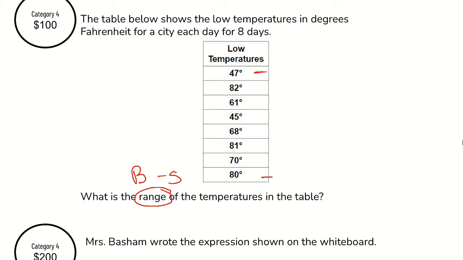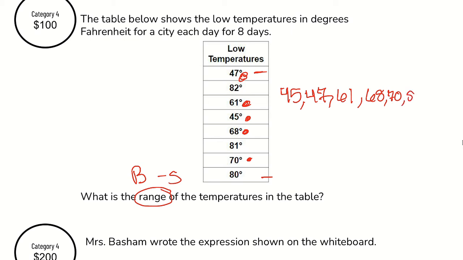It's always a good habit just to go ahead and put them in order. So yes, I see that my lowest one is 45. And so I use that one. Then it looks like 47. Then it looks like 61. Then it looks like 68. Then it looks like 70.